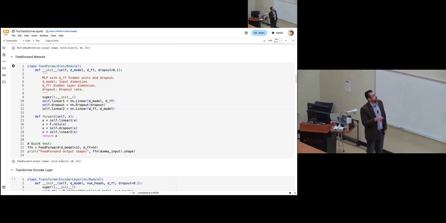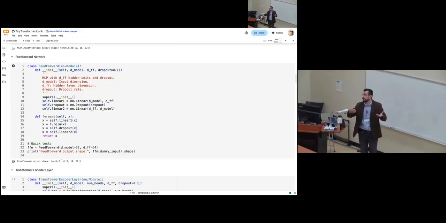So here is my feed-forward network, simply a multi-layer perceptron with a single hidden layer with D_FF number of neurons in the hidden layer. It receives the dimensionality of the tokens, the dimensionality of the hidden layer, and the dropout rate. Again, what is dropout? Randomly dropping neurons in your neural network to make it more generalizable. We talked about it in the morning section. Professor Hu talked about it in the morning session.